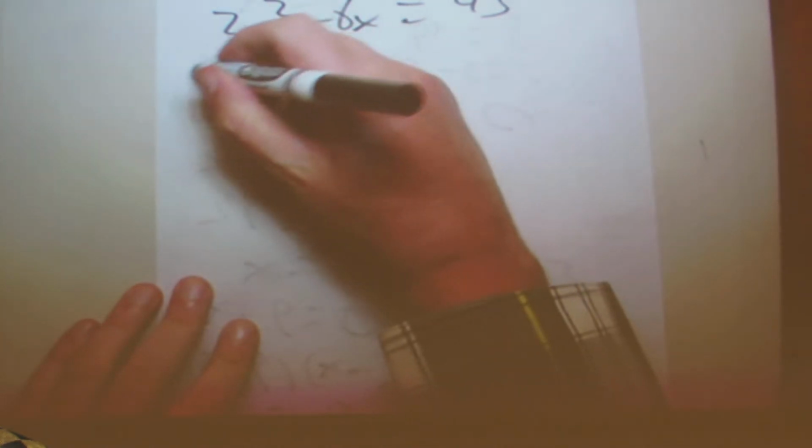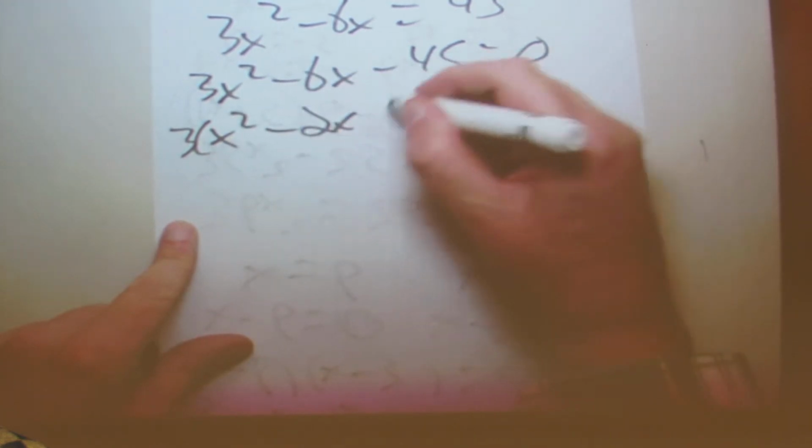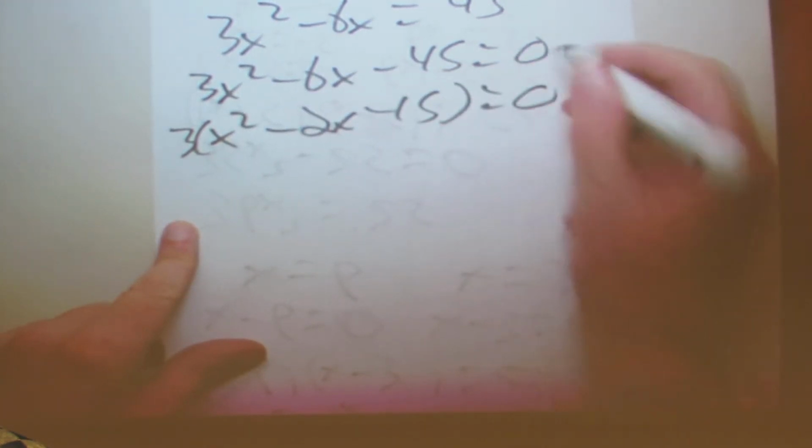Next, let's say that we have 3x squared minus 6x equals 45. So again, we have an x squared term, so we have to set everything to 0. We're going to subtract 45 from both sides. So 3x squared minus 6x minus 45 equals 0. We can do this the easy way by factoring out a 3. So factor 3, we're left with x squared minus 2x minus 15 equals 0.